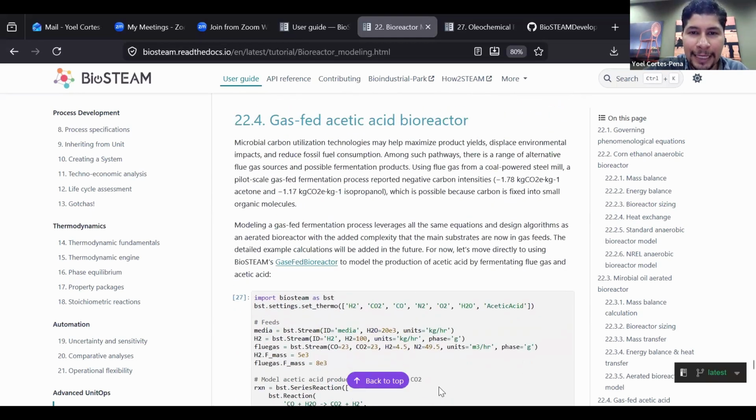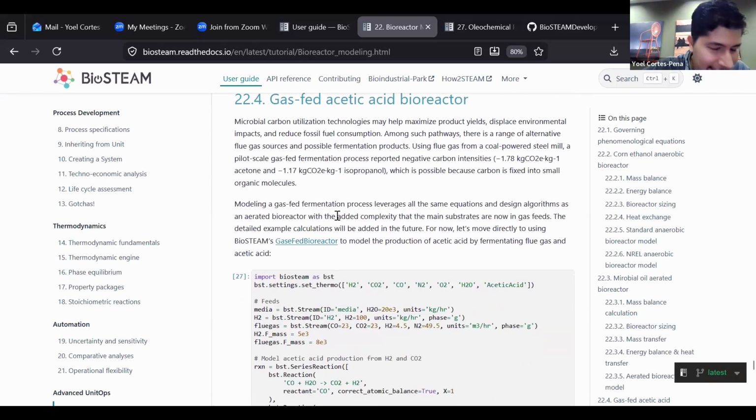All right. Now for the gas-fed acetic acid bioreactor, it's the same equations. So I'm not going to go over all the equations again. Rather, now we have hydrogen and carbon dioxide being fed into the bioreactor, and we have mass transfer relationships for both chemicals.